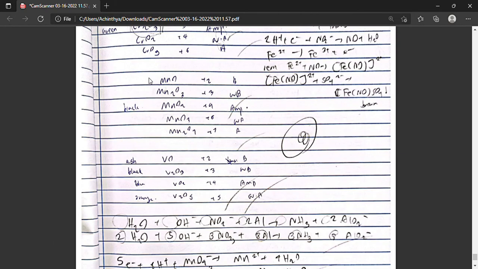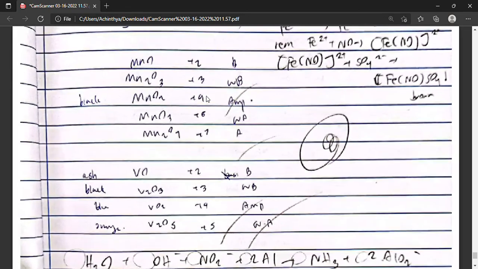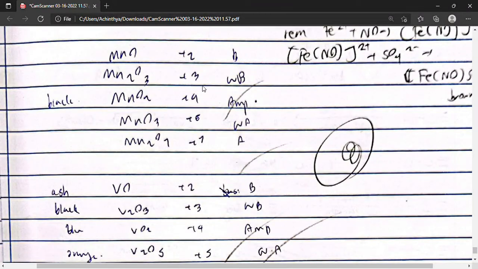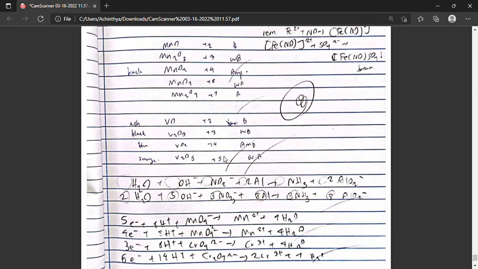This is the oxidation states of manganese. Manganese exists as +2, 3, 4, 6, and 7 oxidation states. MnO is basic, Mn2O3 is a weak base, MnO2 is amphoteric manganese dioxide, MnO3 is a weak acid, while Mn2O7 is acidic.